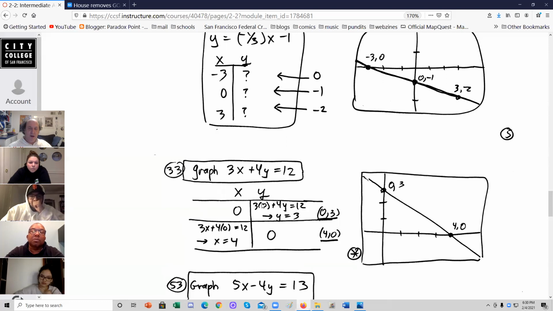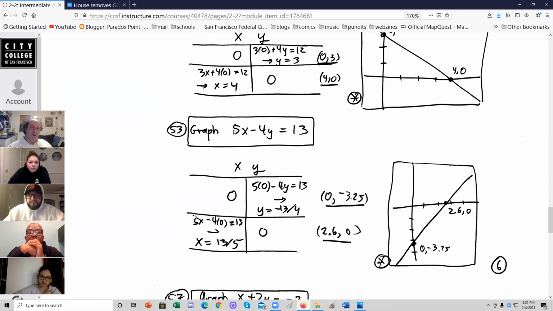Now here we graph 3x plus 4y equals 12. All right, let's start by setting x equal to 0. Get 3 times 0 plus 4 times y equals 12. So 4y equals 12, so y equals 3. So there's the point (0, 3), and we plot it here. We can set y equal to 0, and we get 3x plus 4 times 0 equals 12. That's 3x equals 12, so x is 4. So you have the point (4, 0). So (0, 3) and (4, 0) are on the line. Draw the line between them, and there's your graph.